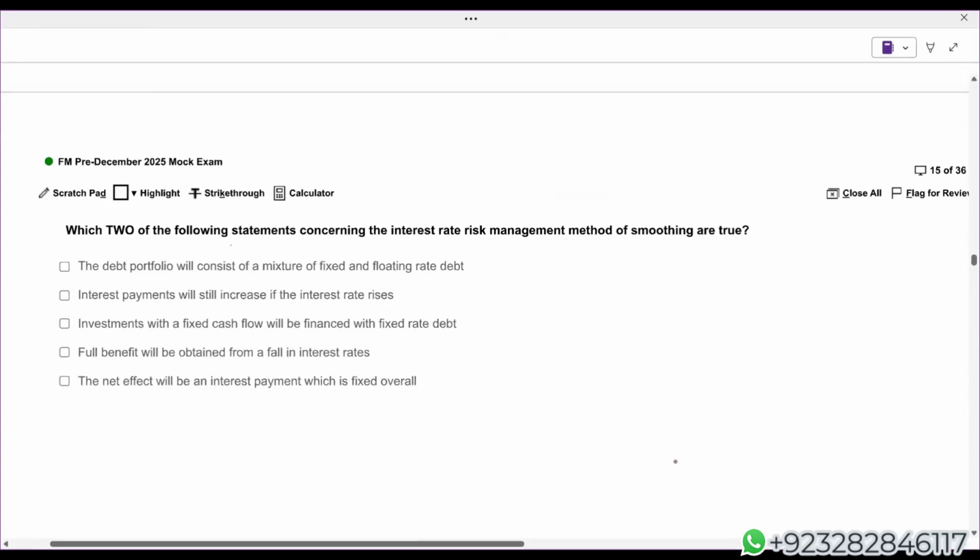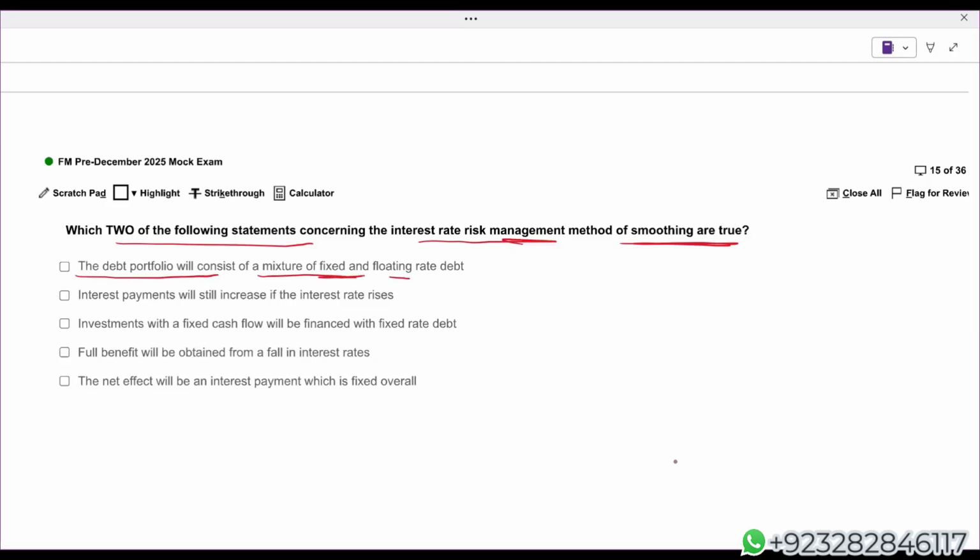Which two of the following statements concerning interest rate risk management method of smoothing are true? The debt portfolio will consist of a mixture of fixed and floating rate.